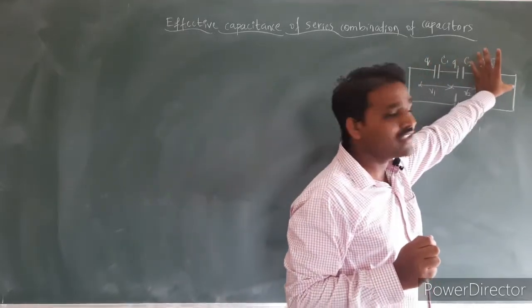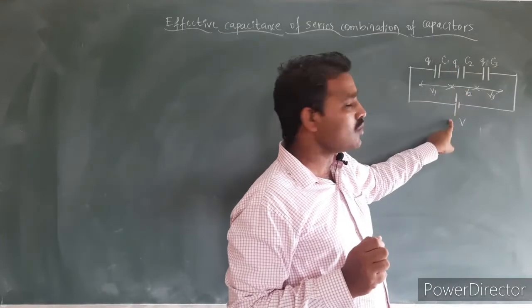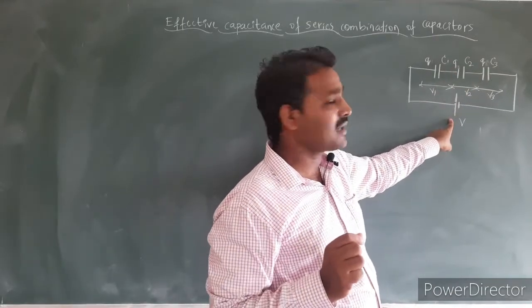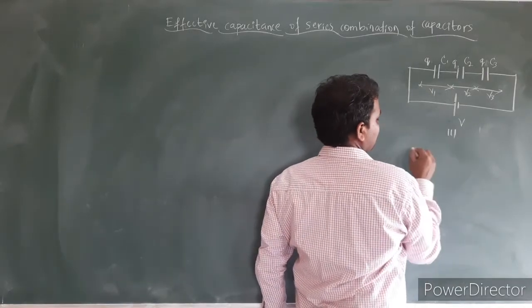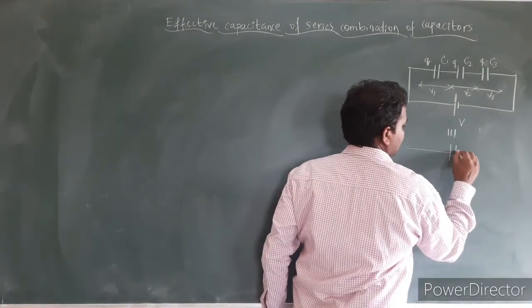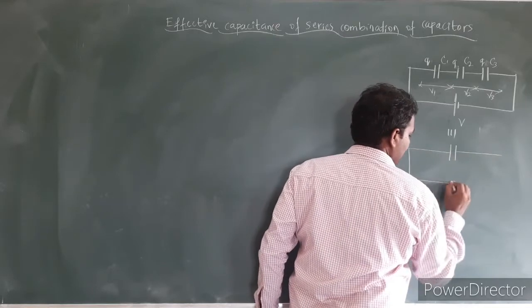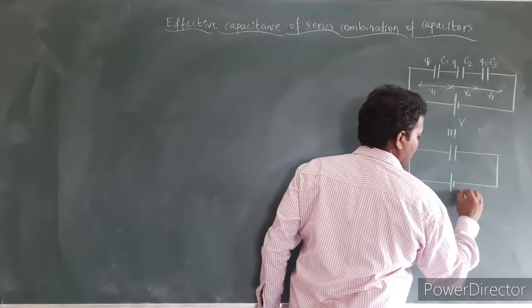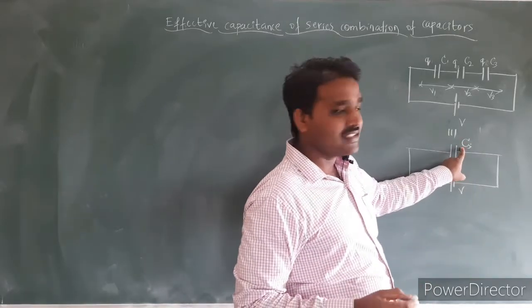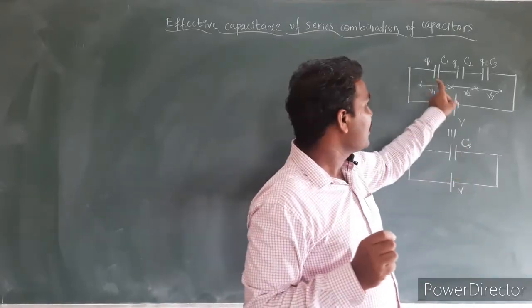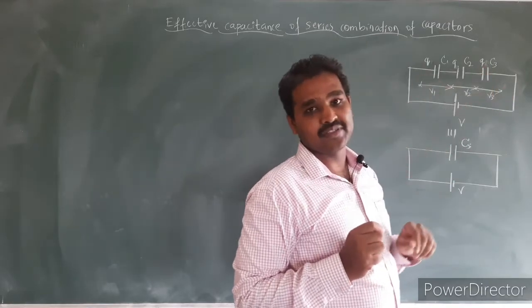The combination of these capacitors, let it be connected to external voltage of capital V. And the equivalent circuit of this, I can show it like this. Yes, so this is the equivalent circuit. I have the voltage of V here. Let us consider CS. CS is the effective series capacitance of a combination of these capacitors.